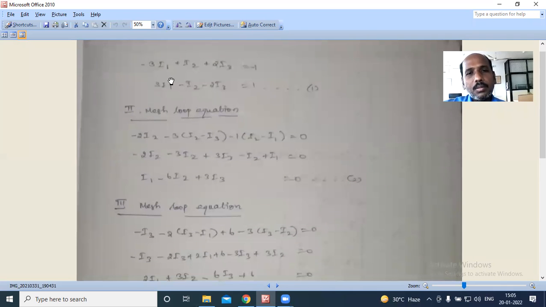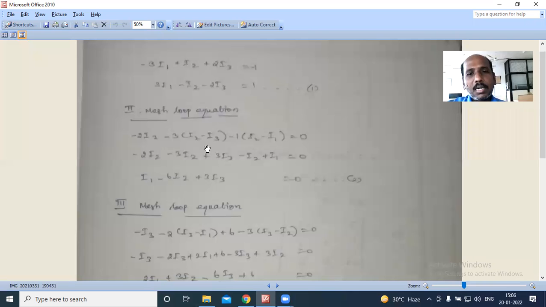So minus 3 I1, then plus 2 I2 if you add all the I2, then plus 2 I3, that is equal to, as I rearrange, plus 7. If you take the plus 7 to the other side, we get minus 7, and the minus 6 becomes plus 6 on the right hand side. So minus 7 plus 6, so minus 1. Then multiplying by a negative sign, we get 3 I1 minus I2 minus 2 I3 equal to 1.